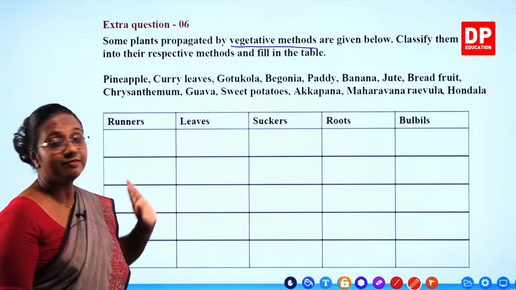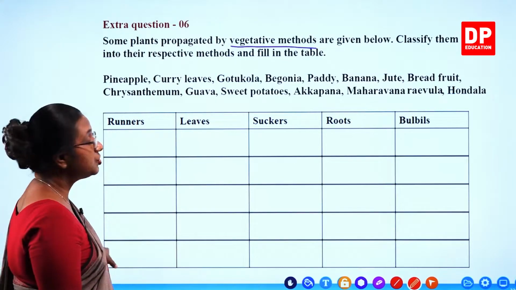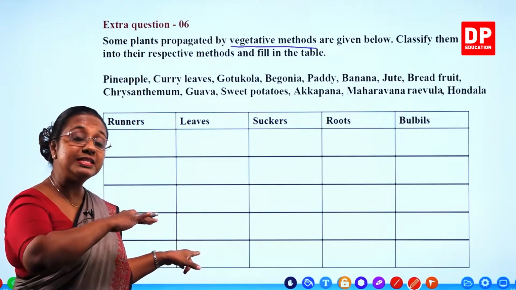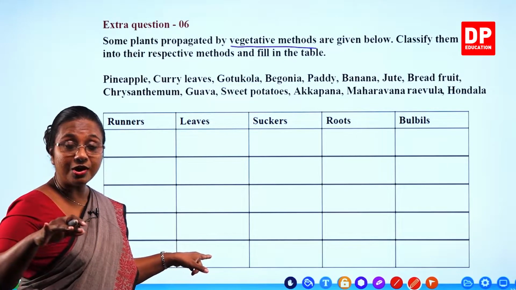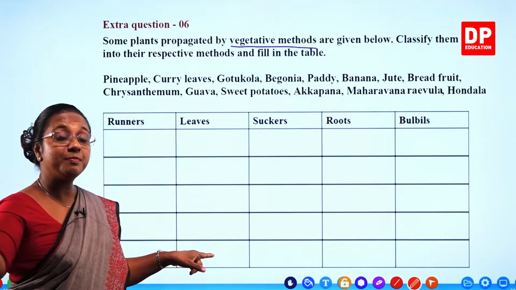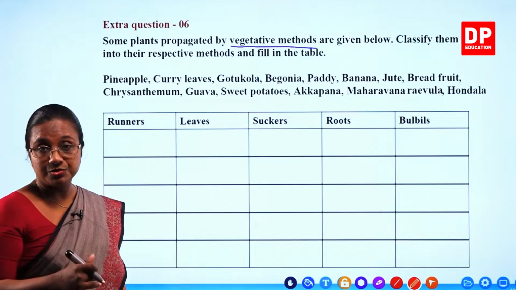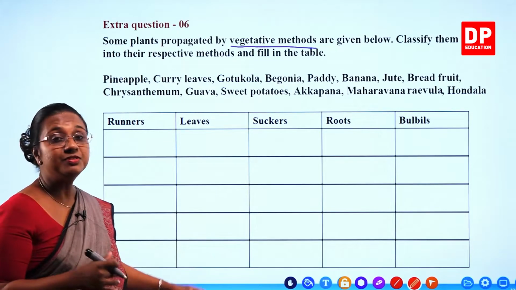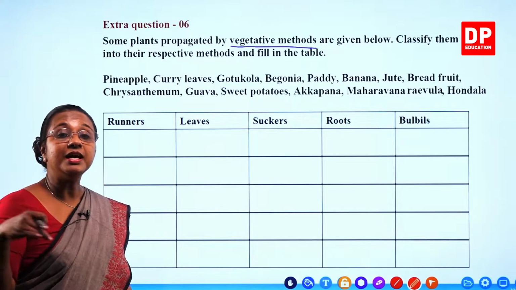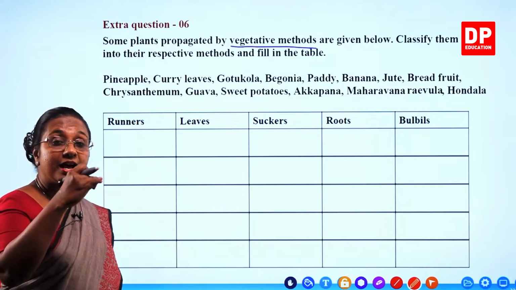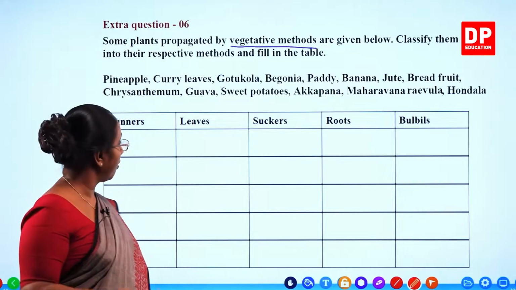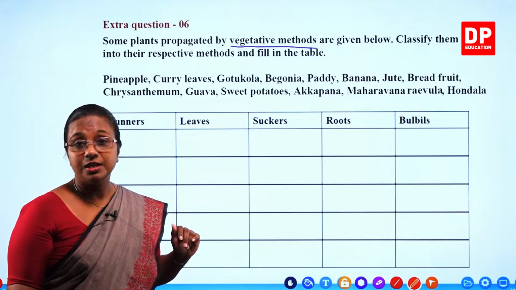So here you are given the table. Runners, you know what runners are. The stem that grows over the soil, and at different parts of the soil you get the adventitious roots which produce the new plant. Then leaves, you can remember from the edge of the leaves. There are regions where new roots are formed and that give rise to the new plant.